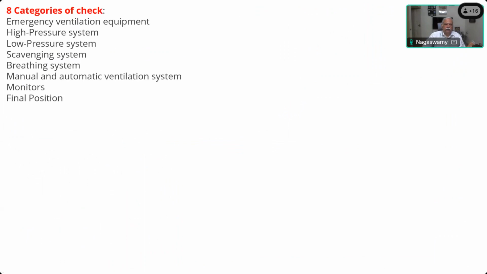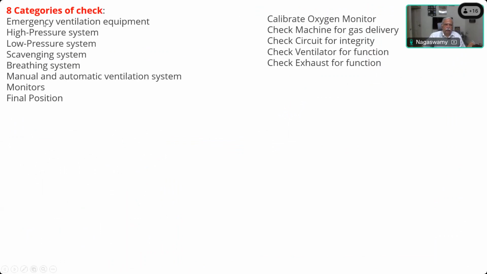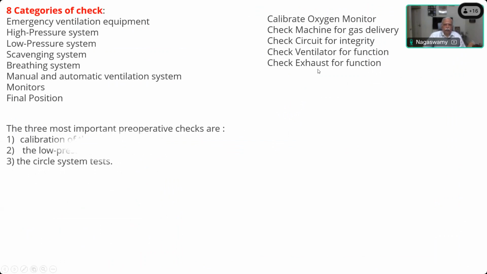And the categories of check: emergency ventilation equipment, high pressure, low pressure, scavenging system, breathing system, monitors, and final position. This is called the 8 categories check. And then you calibrate the oxygen monitor, check machine gas delivery, circuit for integrity, ventilation for function, and exhaust for function. The 3 most important preoperative checks are: calibrate the oxygen analyzer, then low pressure circuit leak test, then circuit system test. These are very, very important.